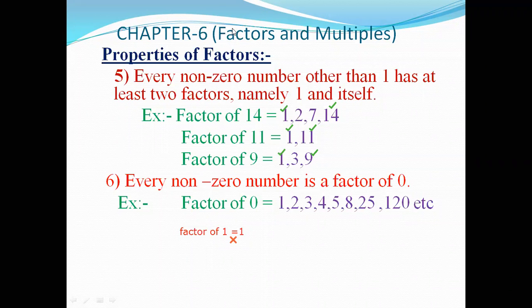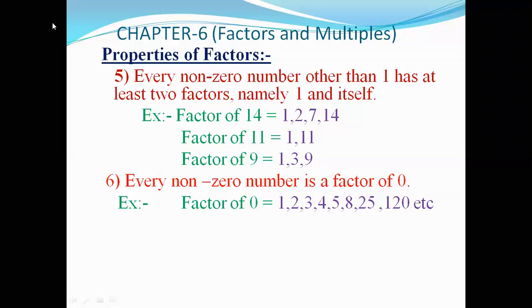Now, every non-zero number is a factor of 0. If you want to find the factors of 0, every counting number is called a factor of 0. Why is it called a factor of 0? Because when we divide 0 by 1, we get 0. When we divide 0 by 2, we get 0. When we divide 0 by 3, we get 0. So every non-zero number is a factor of 0.